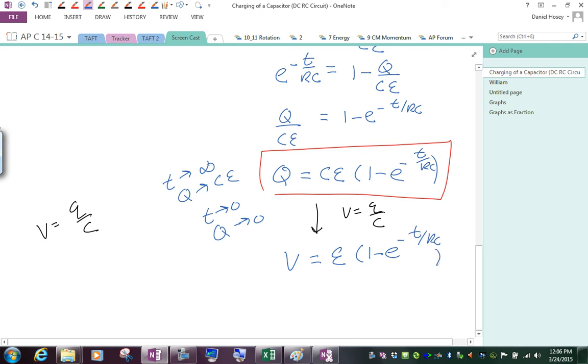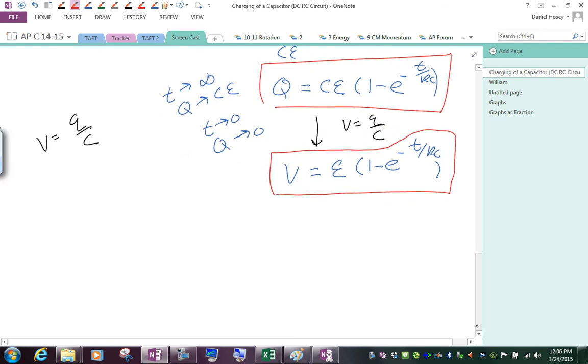And that makes sense. In the beginning, the capacitor has no potential difference, and as time goes on, it gets closer and closer and closer until at some time infinity, you actually reach the battery voltage. What about I? Well, what's the definition of current? The definition of current is dq/dt. So I is going to be dq/dt.